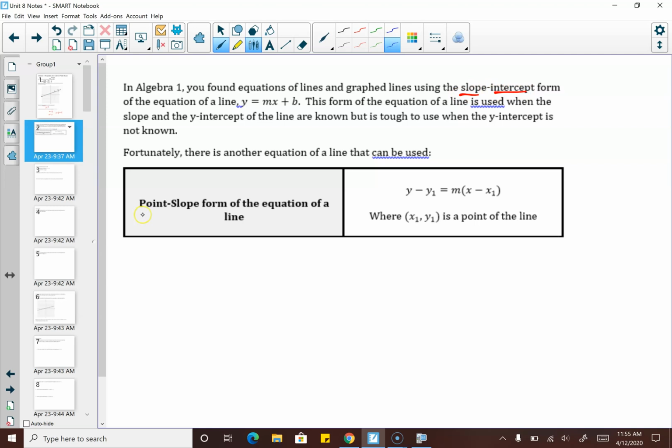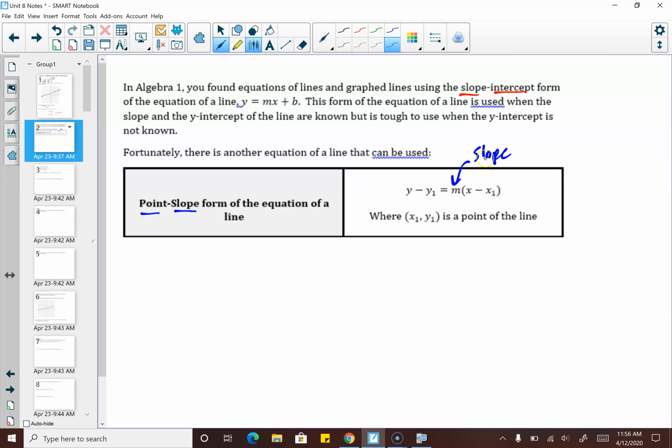Well, we have a new form. It's called point-slope form of the equation. And here's what it says: y minus y1 equals m times the quantity x minus x1. So m is still going to be your slope. That's not going to change. The first y and the first x always remain unchanged. That literally is going to stay y and stay x.